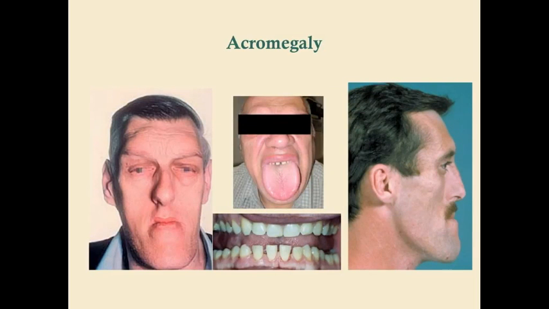So here are a few patients with acromegaly. What I want to point out here is the facial features. You've got a protrusion of the jaw. That's very common. An enlarged tongue. And then because the jaw protrudes and the mandible is enlarged, you get the separation of the teeth. And so that's another symptom. And you see it here in this patient too.